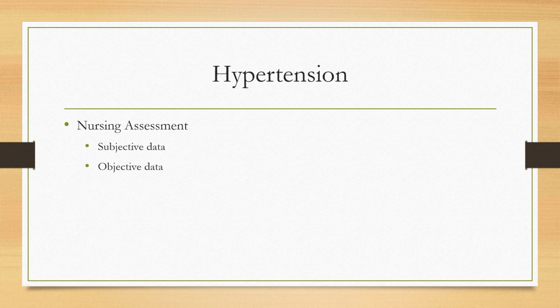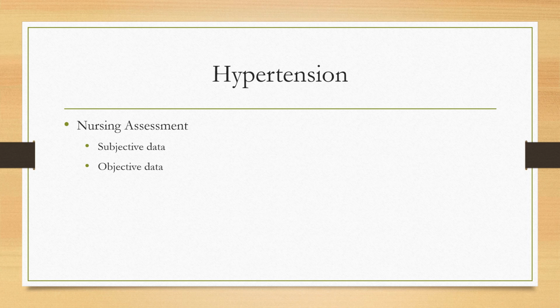With hypertension, your nursing assessment is very important. That's subjective data and objective data. It's very important to make sure that we get information about the client's past medical history. We want to make sure that we ask them about their past workup of high blood pressure. Do they have any other cardiovascular disease processes? We want to find out if they have any past history of renal or thyroid disease.